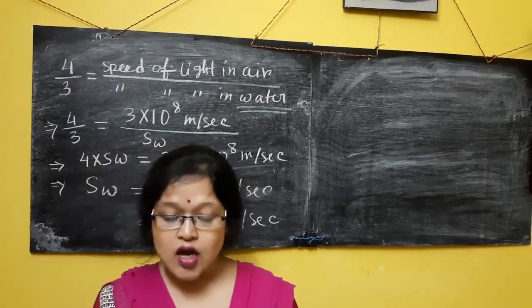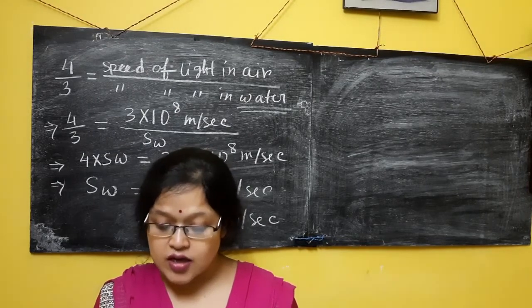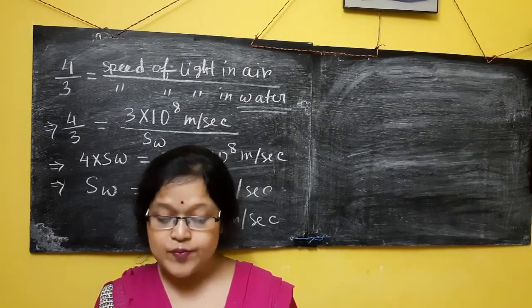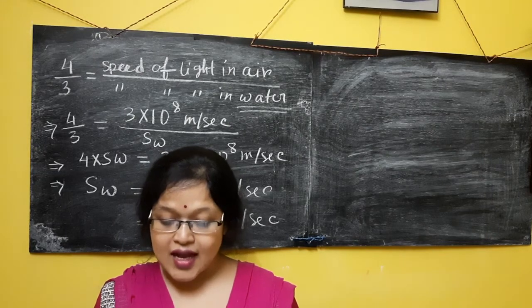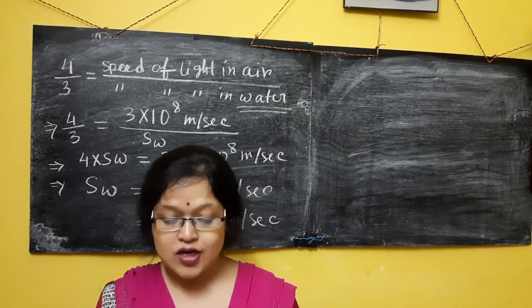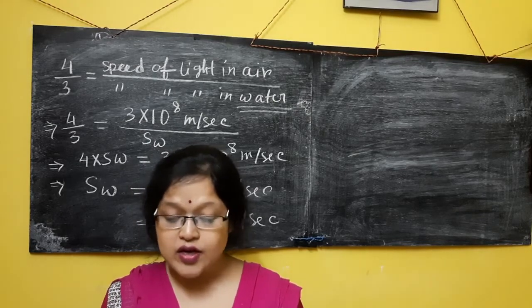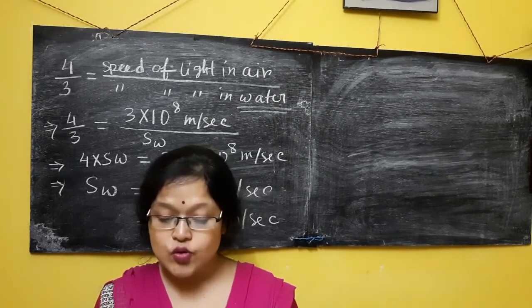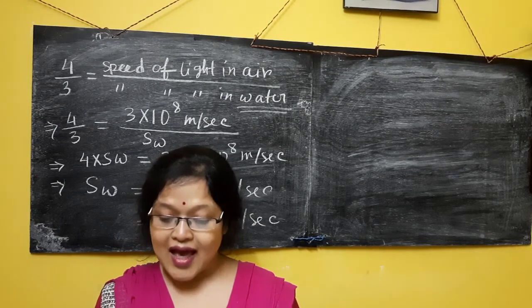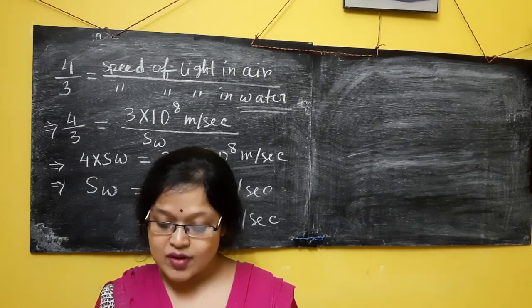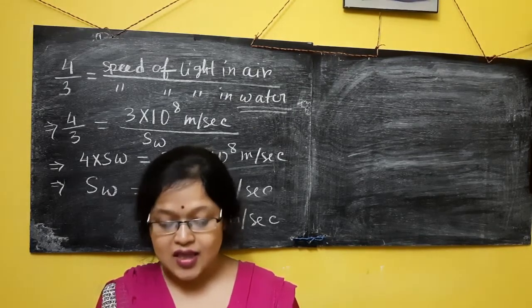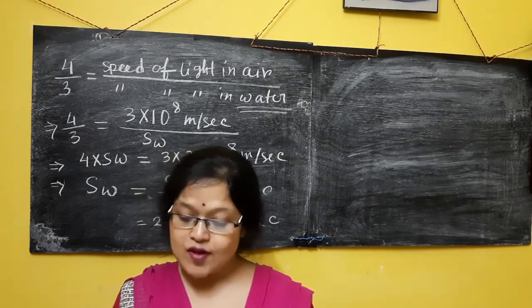Next question is that when a light ray is refracted through an equilateral prism, the angle of incidence and angle of emergence are 40 degrees and 30 degrees. Calculate the angle of deviation. I repeat, when a light ray is refracted through an equilateral prism, the angle of incidence and angle of emergence are 40 degrees and 30 degrees. Calculate the angle of deviation.